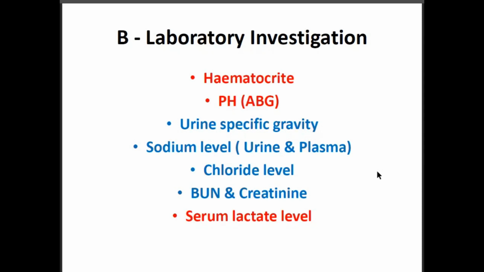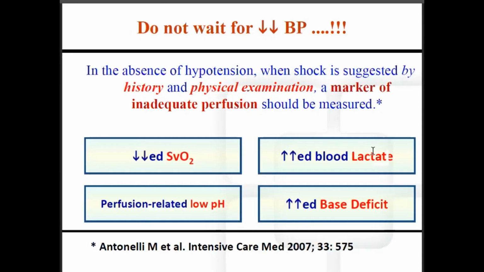So we measure hematocrit, we do ABG to measure the pH, especially in acidosis, urine specific gravity, sodium level, chloride level, blood urea nitrogen, and creatinine and serum lactate level. And believe me, the most important are the hemoglobin, the lactate, and the hematocrit, and the others are important but not as important. So do not wait for the drop of the blood pressure. In the absence of hypotension, if you are suspecting a shock, please act fast.